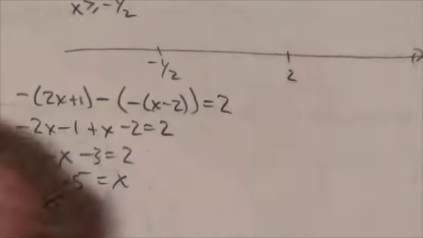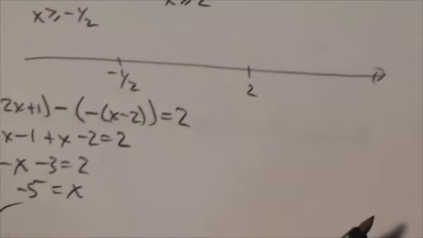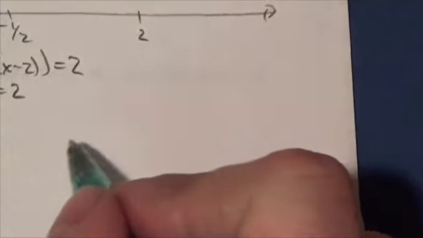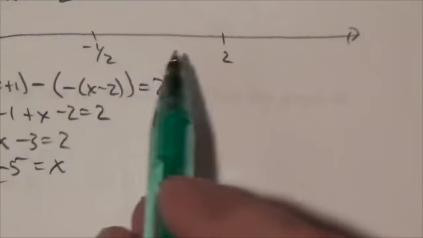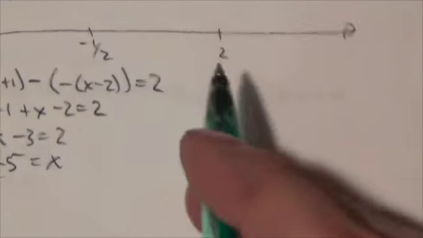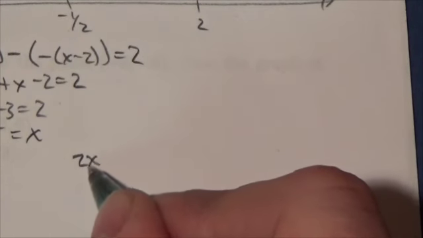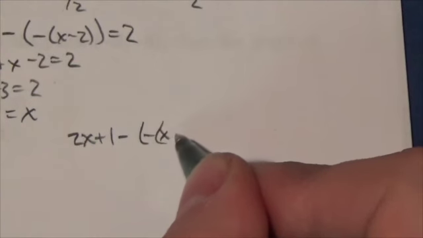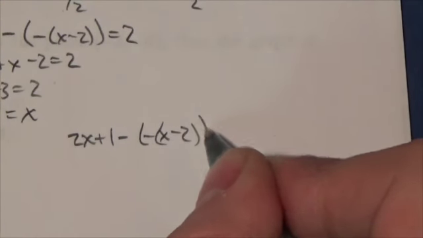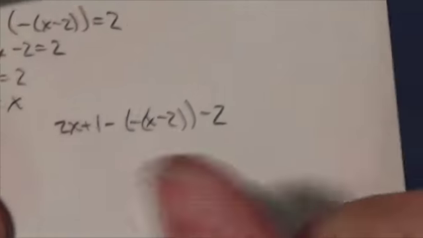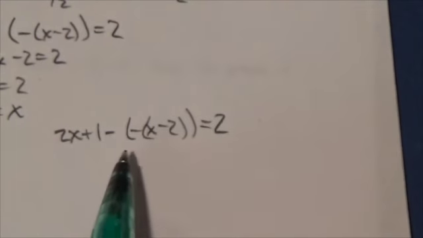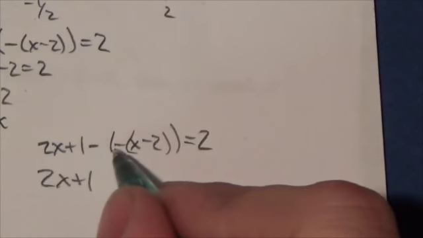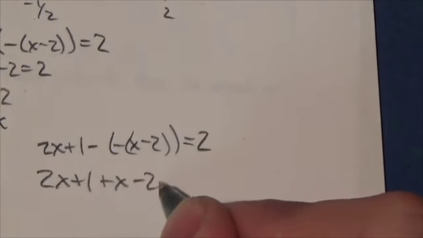Now let's move on and take a quick look at the second interval, between negative 1/2 and 2. I'm running out of room here, so I'm going to do this a little bit lower. But we're going to be in this interval right here. When we're in this interval, the first function, 2x plus 1, can stay the same, but the second function has to change. So the absolute value is going to throw in an additional negative in front of the x minus 2. So this will become 2x plus 1 minus (x minus 2) is equal to 2.